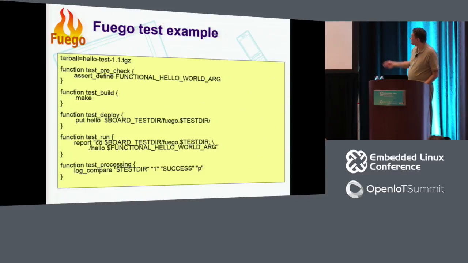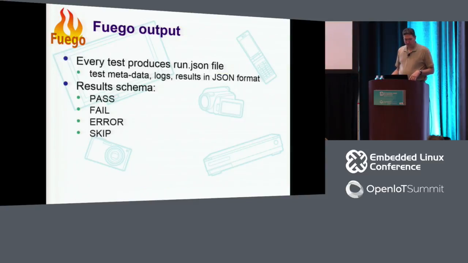And pass it that argument that we checked for, and then the results. Fuego collects the results for us, and we do some log processing on it. We're looking for the single word success. This is not your standard Hello World program. It also prints at the end success. So it's very simple. I mean, you can understand what's going on here, hopefully.